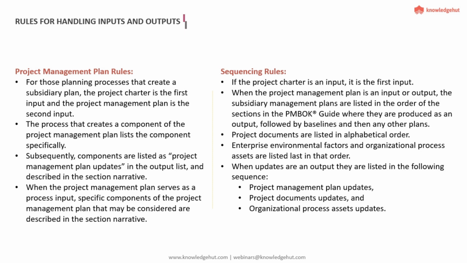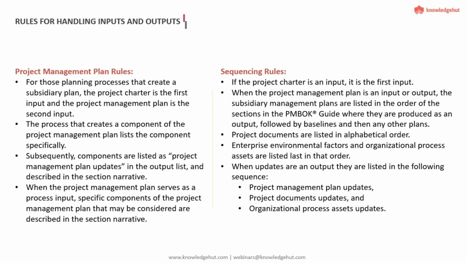Now some other rules they have added, what is referred to as a sequencing rule. The sequencing rules are again for the inputs and the outputs, because there would be a big list of inputs for every process, and there would also be a big list of outputs for every process. Earlier, inputs and outputs were not written in any particular order. Here they're saying, again, it's not in a particular order, but then they have decided a sequence, to maintain consistency. So what is the sequence?